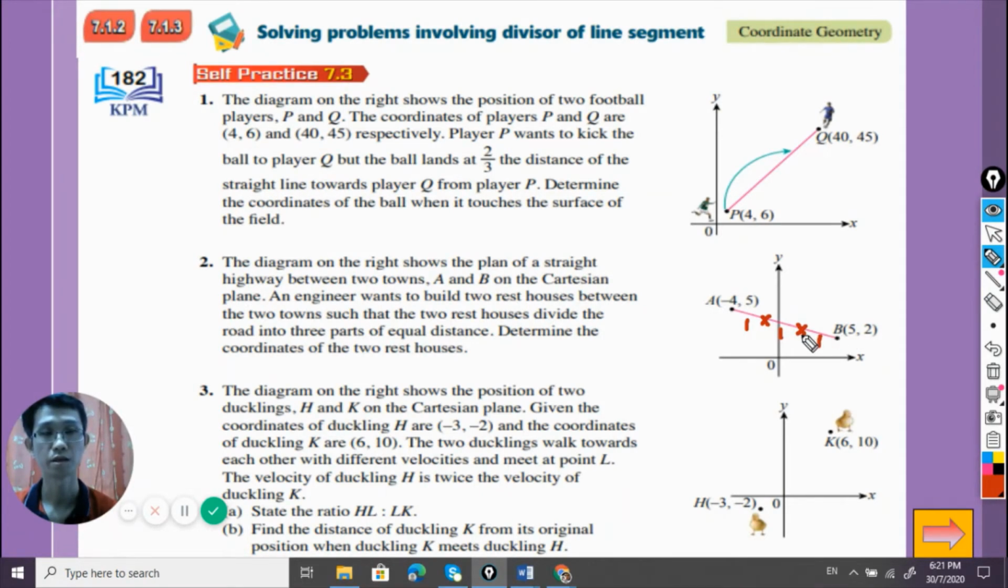The second rest house is 2 equal parts away from A and 1 equal part away from B. Okay, understand? So here, determine the coordinates of the two rest houses. So the first rest house and the second rest house. So it goes one by one.